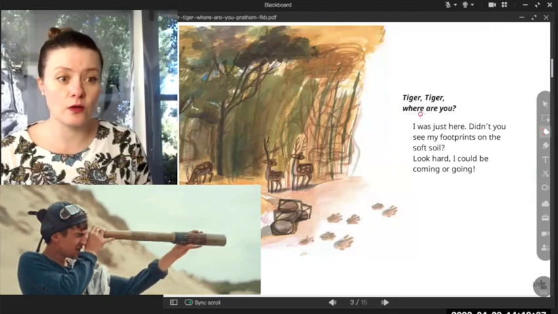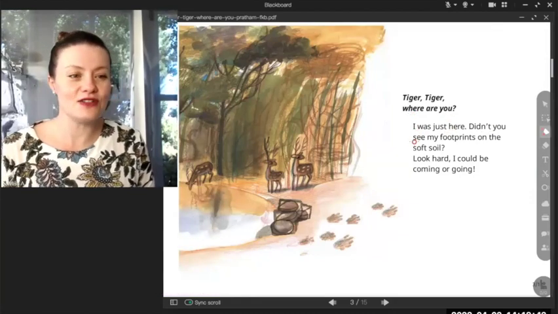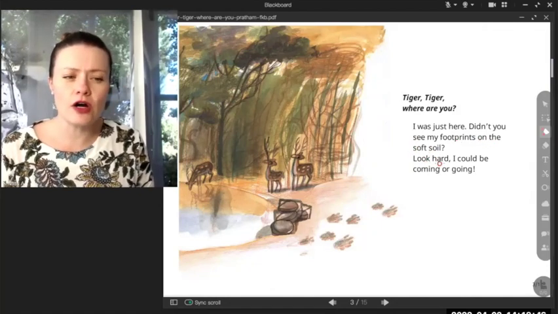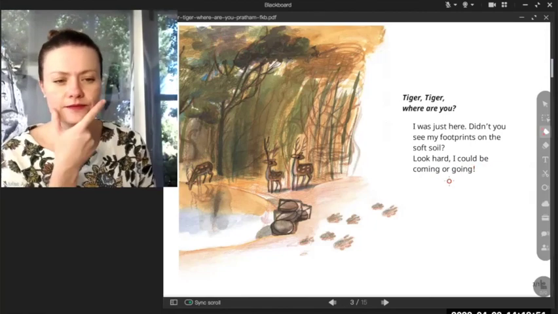Tiger, tiger, where are you? I was just here. Didn't you see my footprints on the soft soil? Look hard. I could be coming or going.